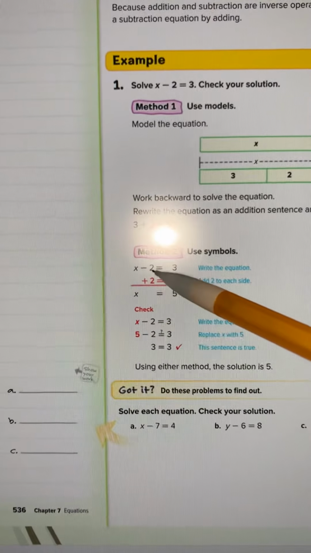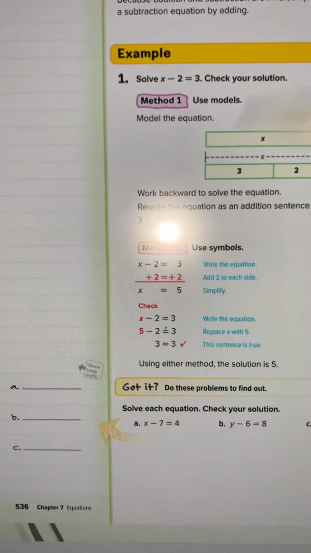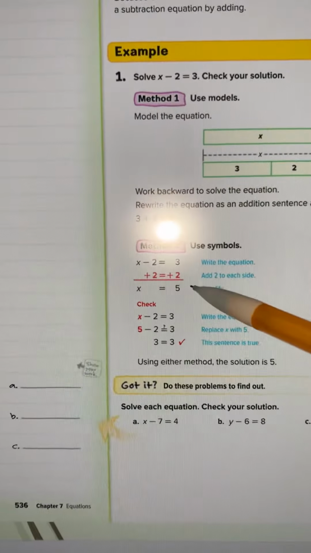When I do the opposite operation, that balances out on both sides. So if I have subtraction on this side, I'm going to have addition on this side. And the other way around. If I have addition on this side, I'm going to make subtraction on this side, okay? So it balances each other out, because the equal sign means that they both should be balanced and equal.